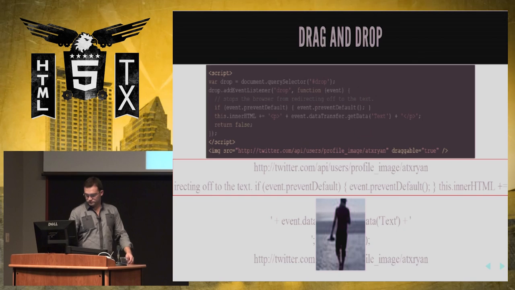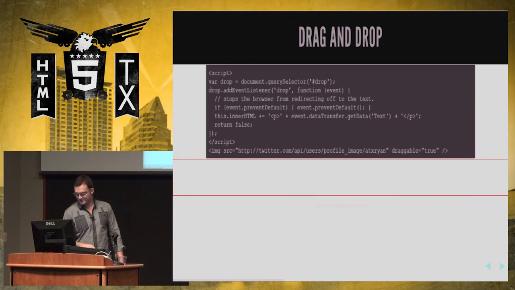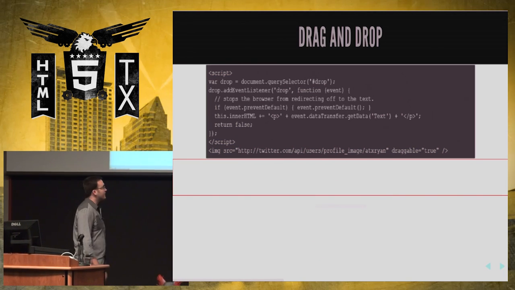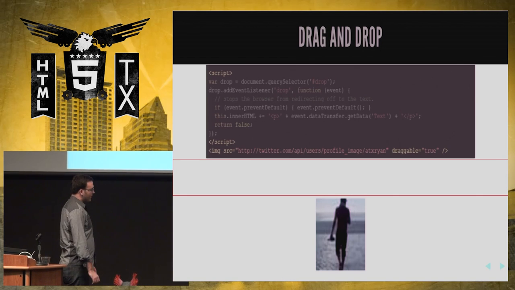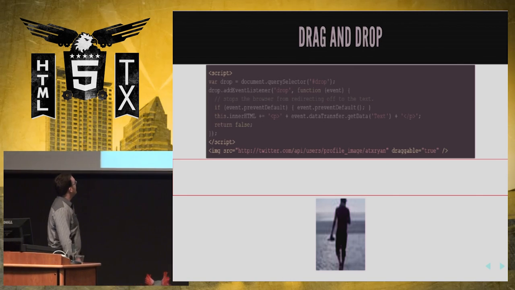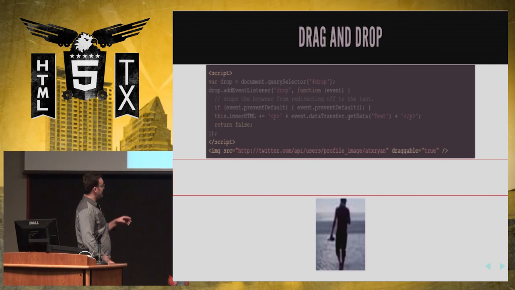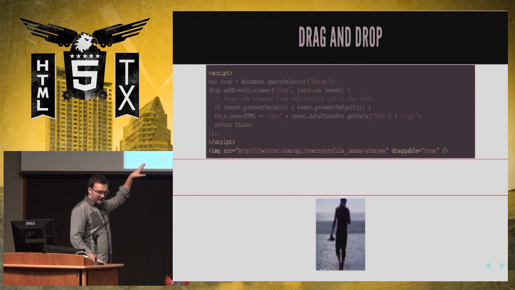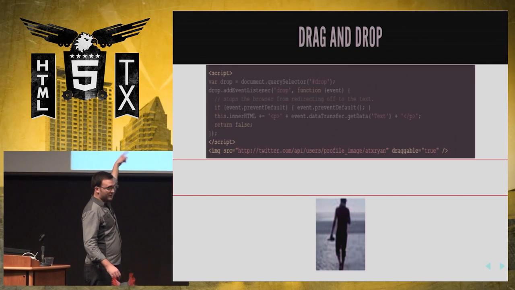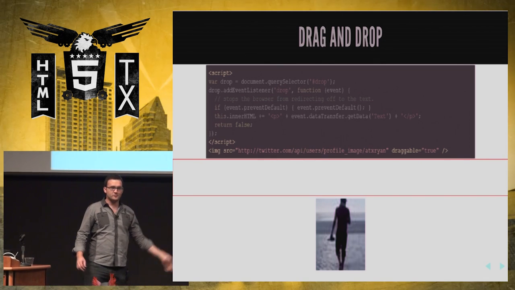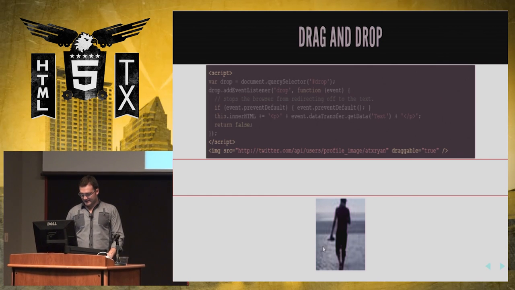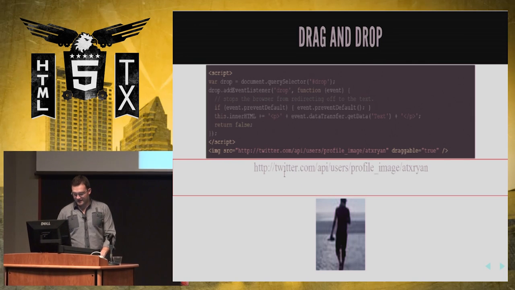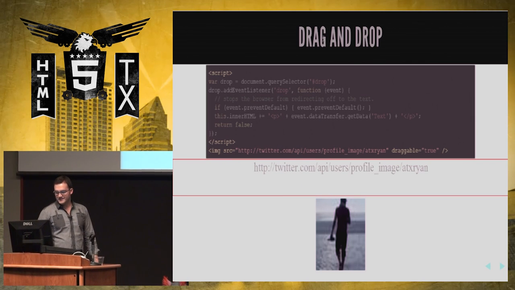Drag and drop. There we go, that should be cleared. Drag and drop is another one of those. I don't have an example of the jQuery UI one, but we have native drag and drop now. You can set draggable on elements. The image element is actually draggable by default, so I didn't have to set draggable equals true. I just wanted to have something up there. But then I set this drop area, and I can grab text from it.